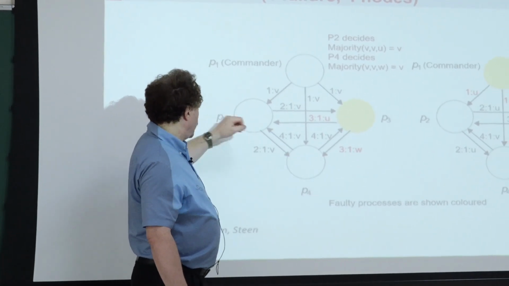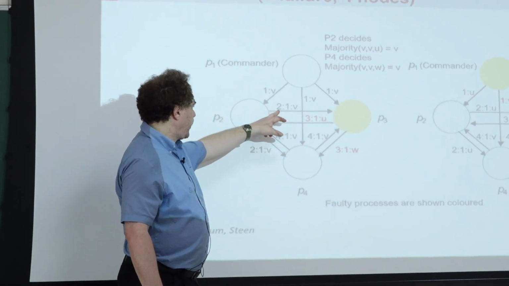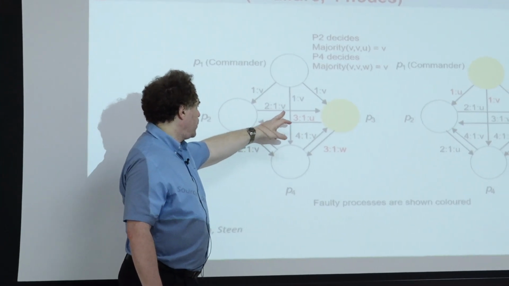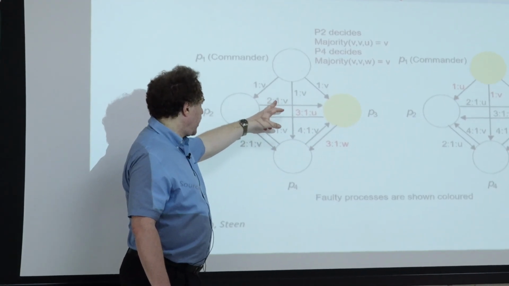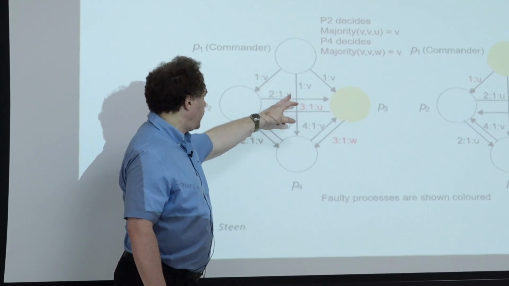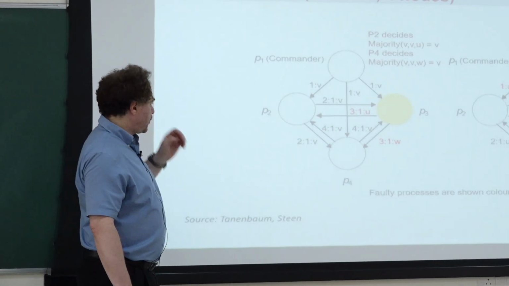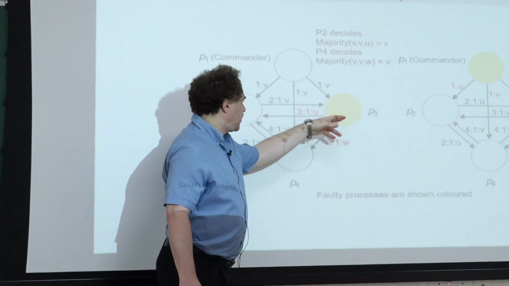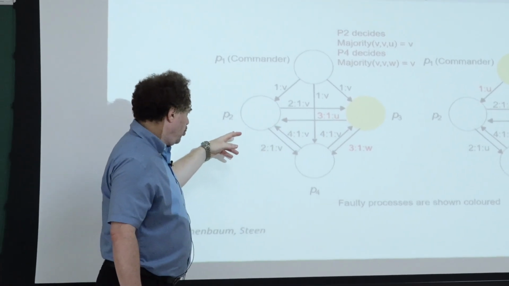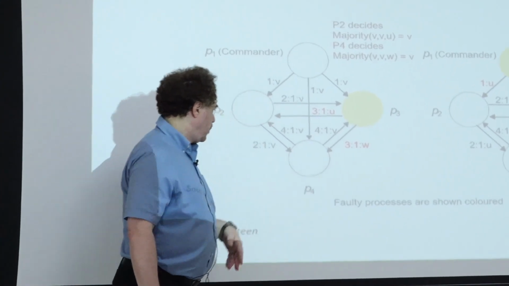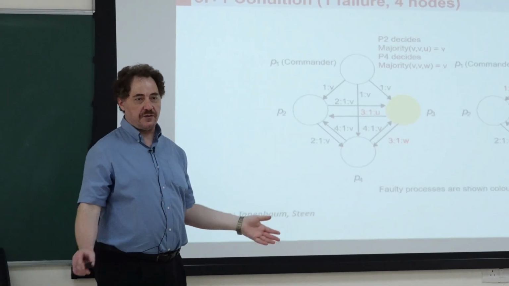And say Lieutenant P2, process 2, sent a message 2.1V, 2 meaning round number 2. And the message is saying, in the first round, I saw the value V from the commander. So P2 is honest. However, P3 is Byzantine. So it will be sending 3.1U to P2 and 3.1W to P4, where U and W are just random spurious values.